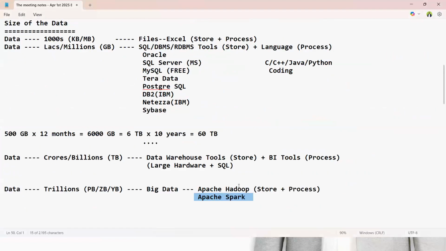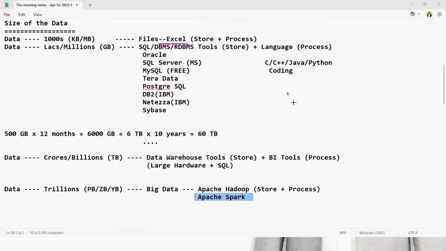Clear? So I will give you a simple example. If you wanted to go to a supermarket 3 kilometers away from your house, how do you go? Take a cycle and go, or you can go by walk also. Small distance means you can go by a cycle. Small data means I can use Excel sheets or files.